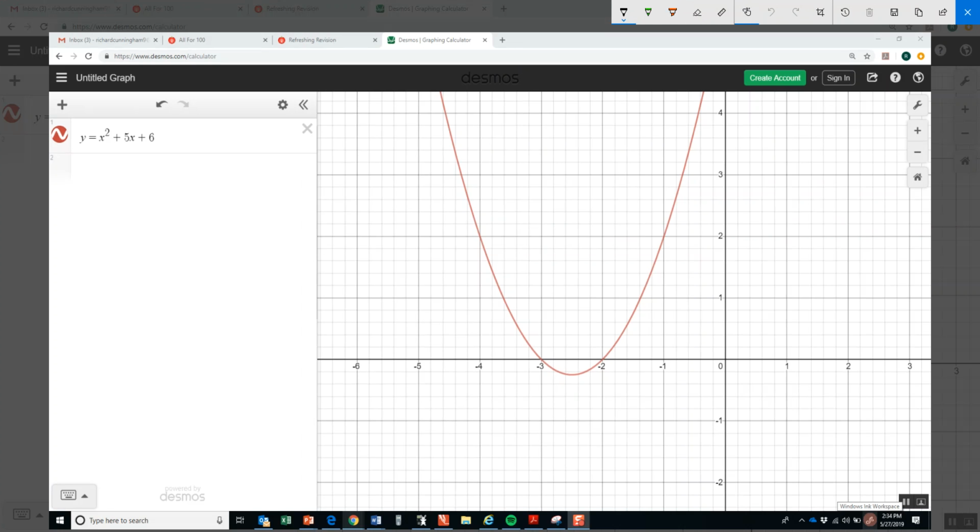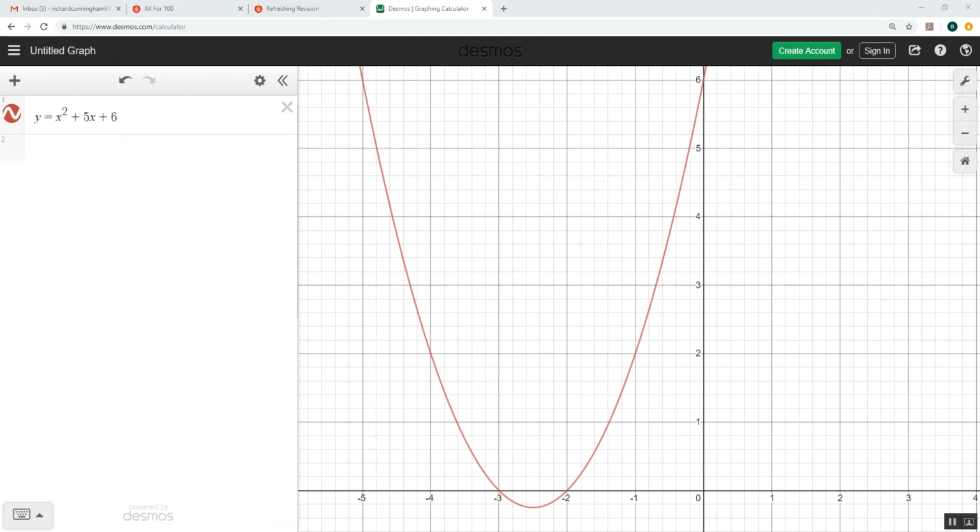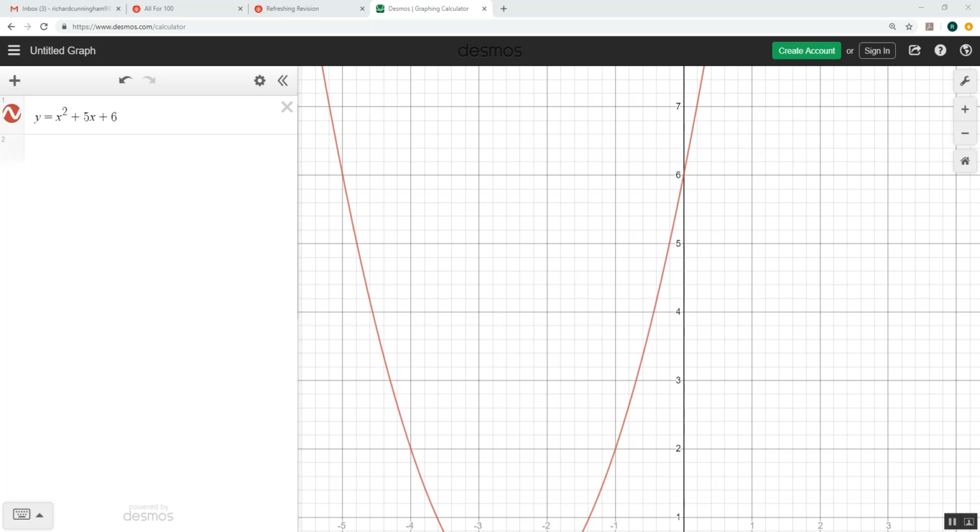We also have a couple of other important aspects of this graph. We have this point up here. What do you think we call this? The constant. Yes, it is the constant, because it's 6, in the place of c. c is the constant, which is 6. The graph is going through 6.